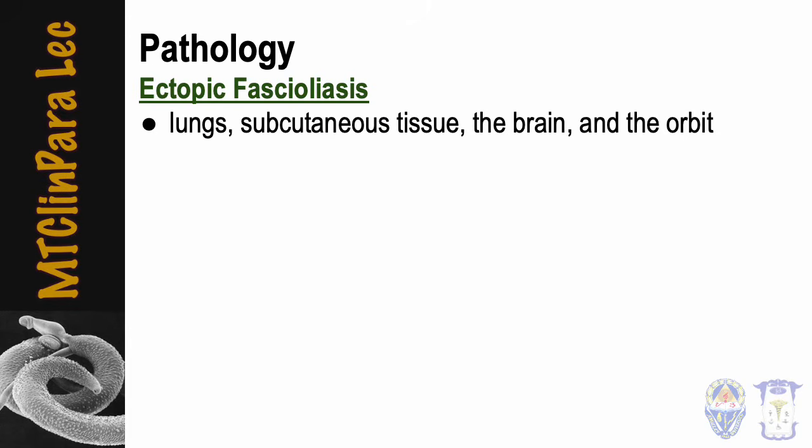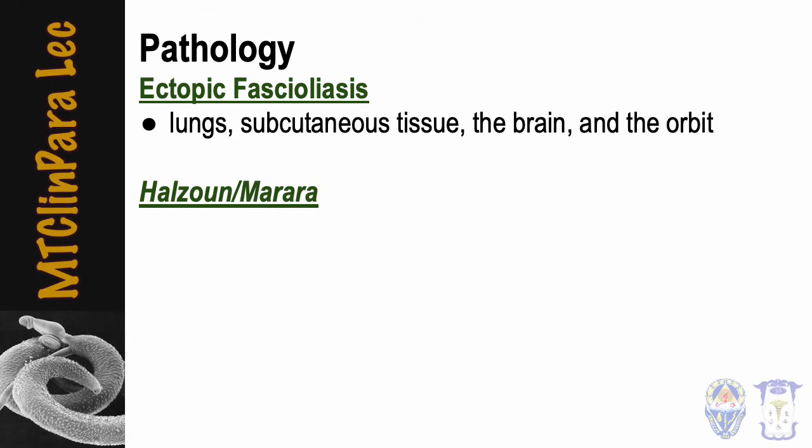In terms of the pathology for Fasciola hepatica, the most common one is enlargement of the liver, or hepatomegaly. This also causes destruction of the bile ducts surrounding your liver and other organs. Another pathology behind this parasite is ectopic. When we say ectopic, this means outside the liver. We have your lungs and subcutaneous tissue, and very rarely this can also travel to the brain and the orbits of your eyes.